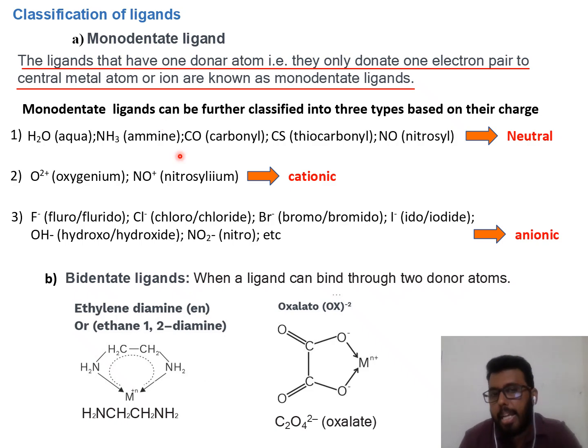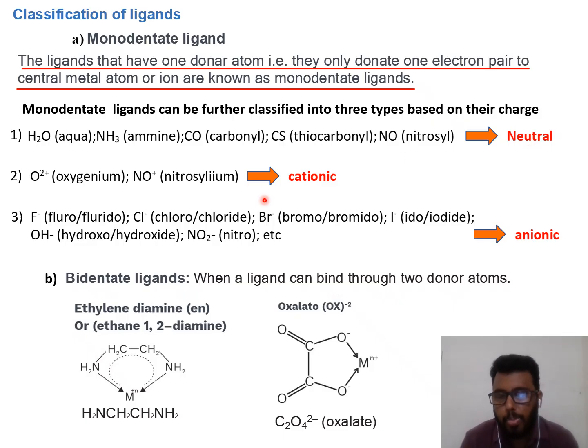The best example would be, but before seeing the example, let's see the classification. Monodentate ligands can be further classified into 3 types. So how can we classify that? Based on their charge. For instance, aqua is the ligand water, NH3 is the amine ligand, CO is the carbonyl ligand, CS is the thiocarbonyl, and NO is the nitrosyl. So these 5 ligands are examples of neutral ligands.